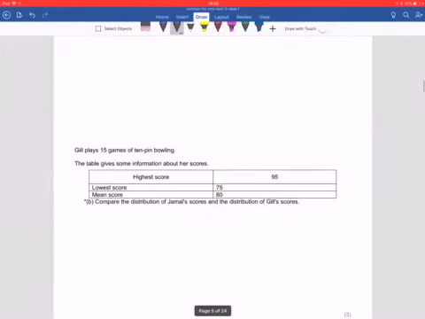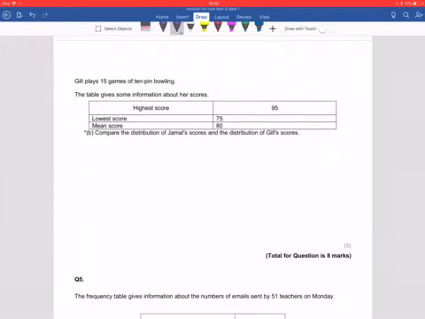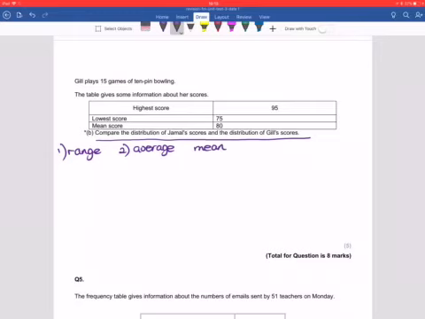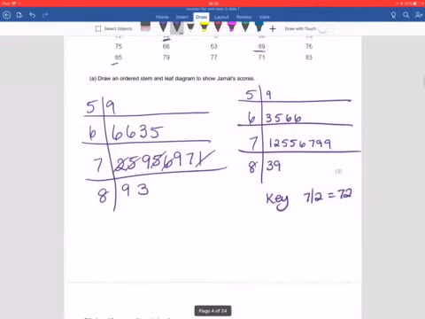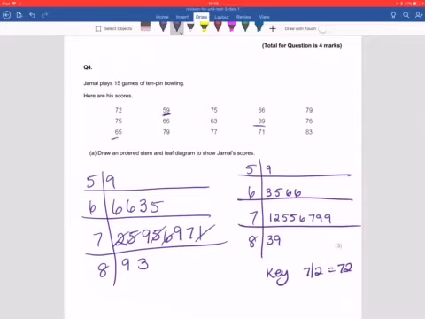Right, Jill plays 15 games. The table gives some information about her scores. So, highest score, lowest score and mean. Compare. Right, when you compare with data, you have to always talk about a range and talk about an average. Okay, we've only got the mean for Jill, so although we could find the median for Jamal, we're going to have to find his mean as well. We're going to have to add them all up together.